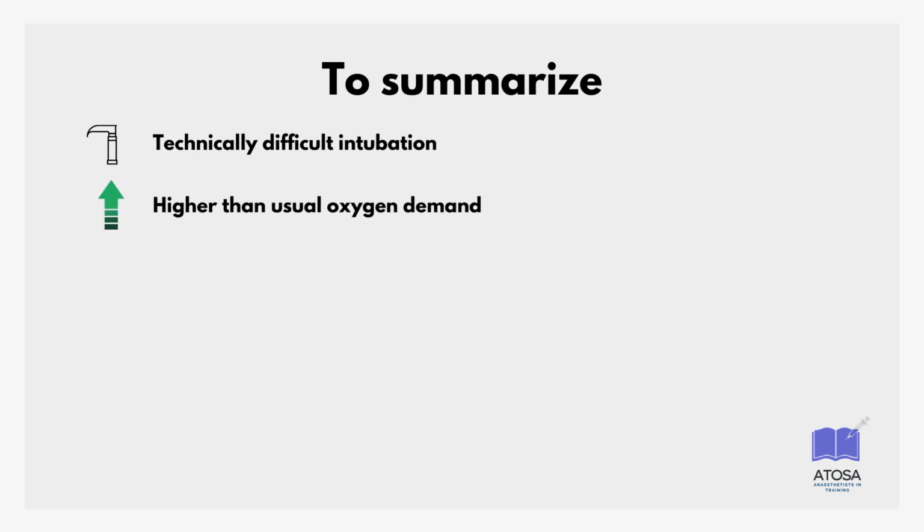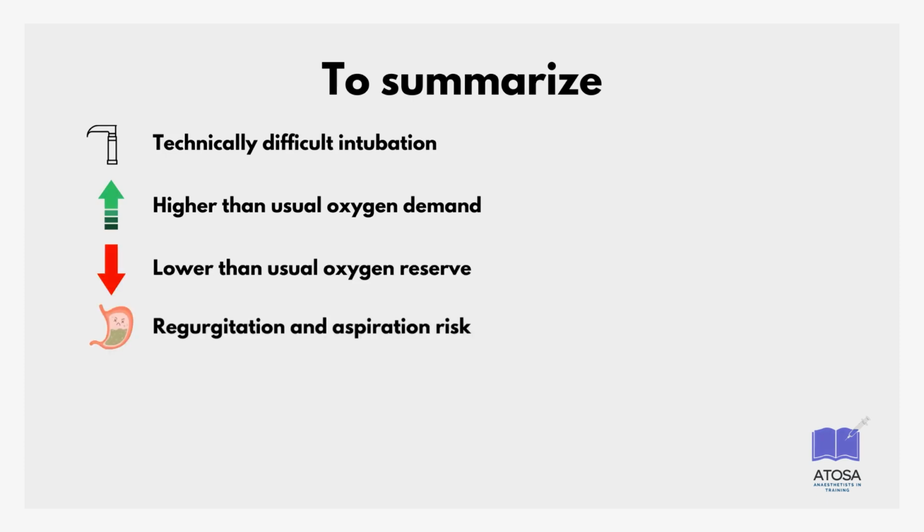So, another recap. We have a technically difficult intubation. Our patient has a higher than usual oxygen demand. They also have a lower than usual oxygen reserve. They are at risk of vomiting and aspirating, and they might remember all of this. So that explains the increased baseline risk for all obstetric GAs, regardless of the actual indication for the general anesthetic. Now we need to factor in this indication, with the implication that something has gone wrong.